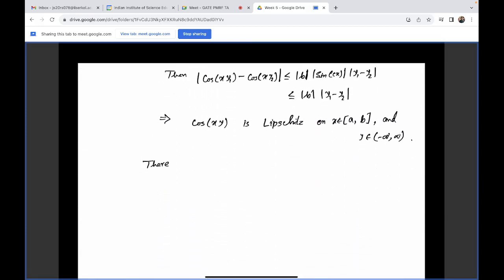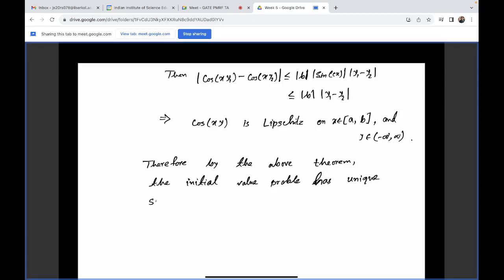Therefore, by the above theorem, the initial value problem has a unique solution on x belonging to AB such that the interval contains 0, and y is in R, right?